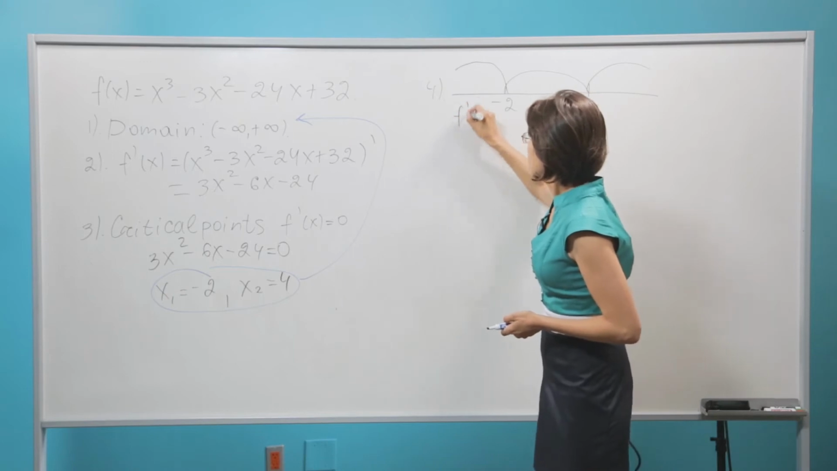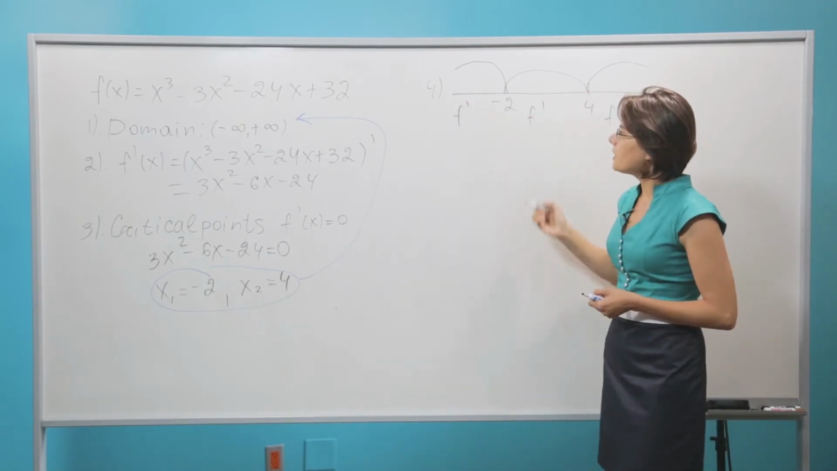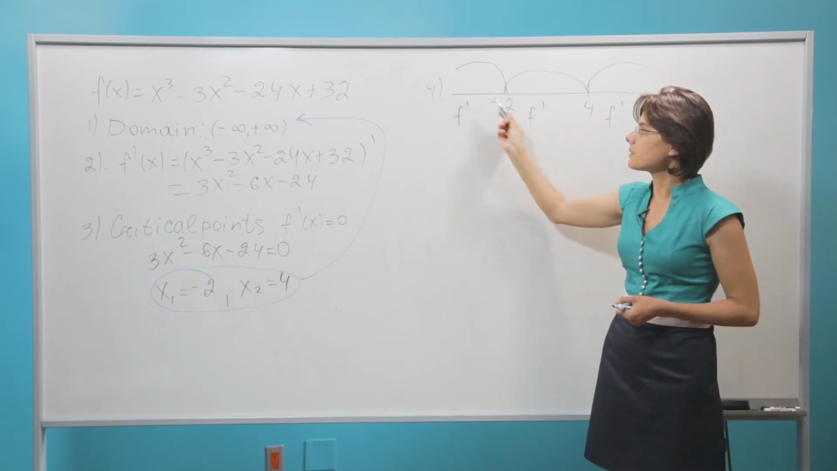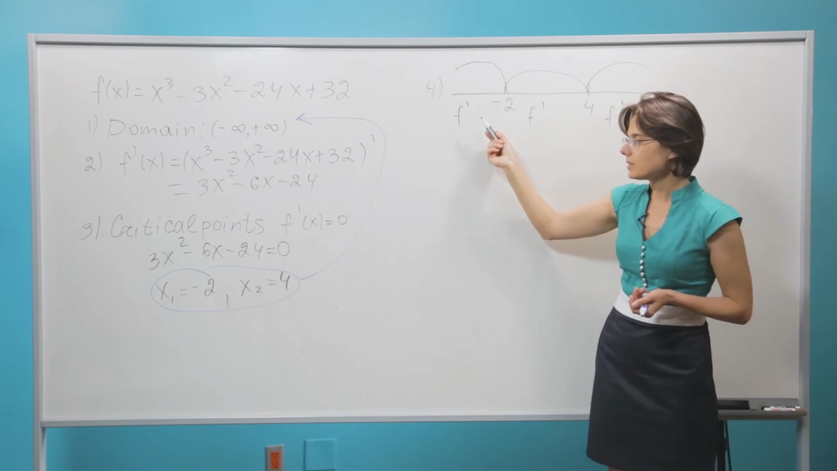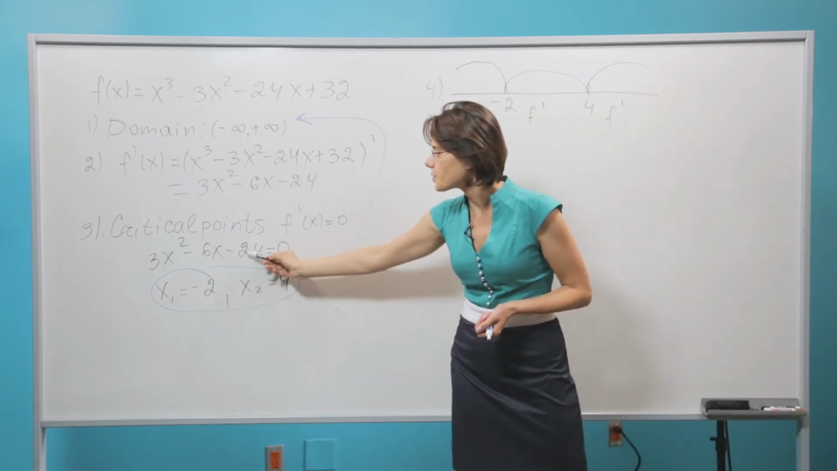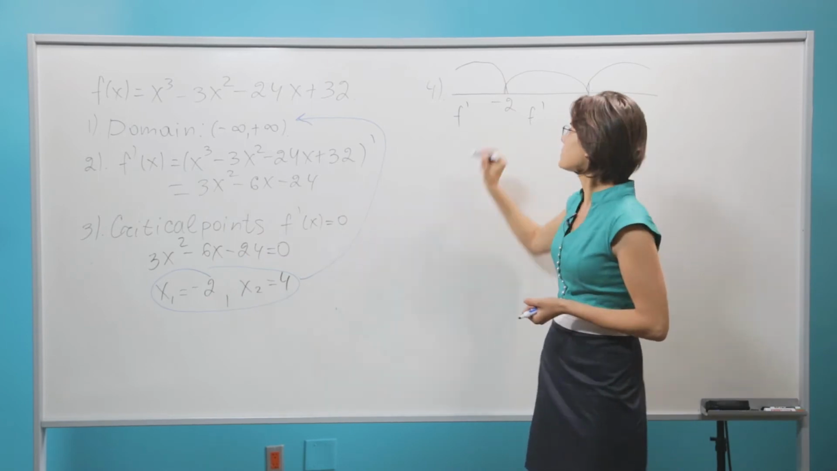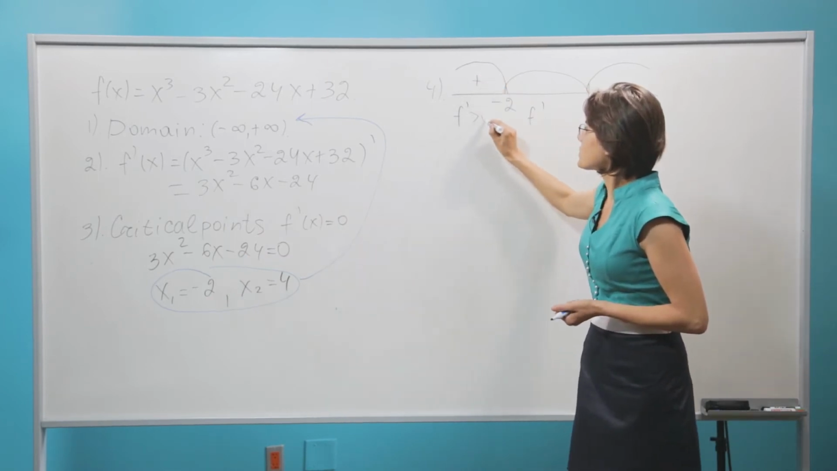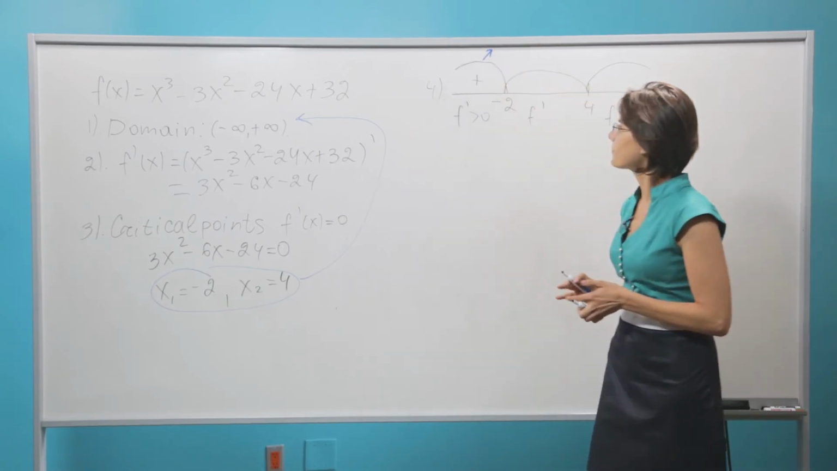So let's start. We want to investigate the sign of the derivative. Pick any point on the first interval, negative infinity to negative 2. Let's say the point negative 10. Plug it into the first derivative. Obviously, you can see that it will be positive. The derivative is positive, which means that the function is increasing.